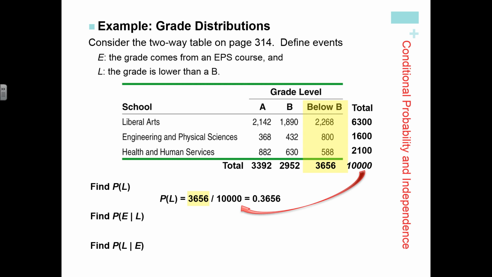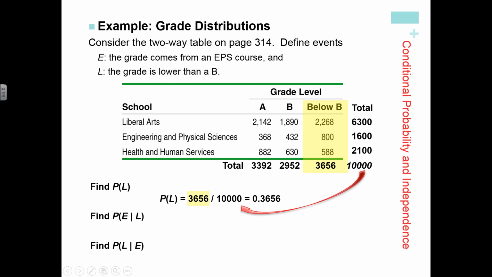There was no condition there. There was no special clause there. So we just found the probability straight up, just like we did in Keeper 5.2. The next question, though, says find the probability of E given that L has already happened, or given that we know L. In other words, find the probability that the grade comes from an EPS course given that the grade is lower than a B.